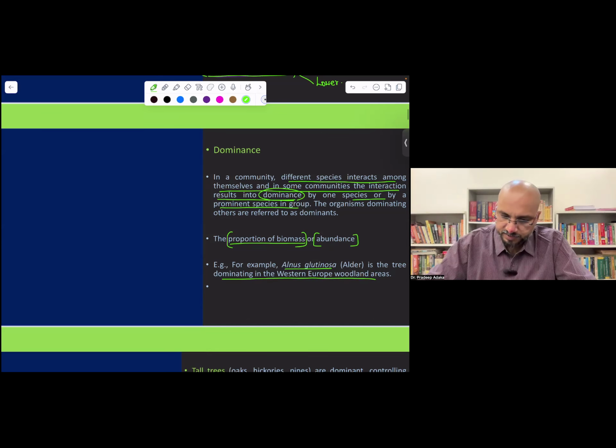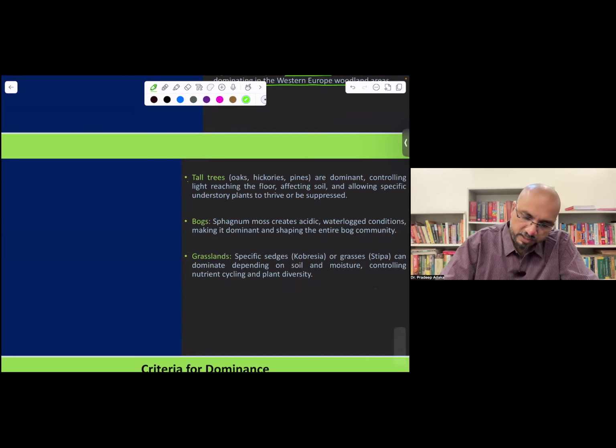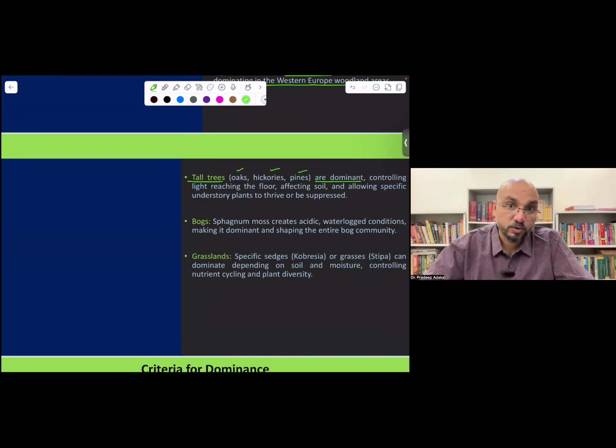There are other examples. For example, tall trees like oaks, hickories, pines are dominant, controlling the light which reaches the ground. They control the amount of light which reaches the ground or floor, affecting the soil and allowing specific understory plants to thrive or be suppressed. So they will decide which plants are allowed at the lower story and which survive, while others will be eliminated because they will not receive any sunlight. They will either allow or block the sunlight, so it depends upon the trees. These are the dominant trees that will affect the other species.